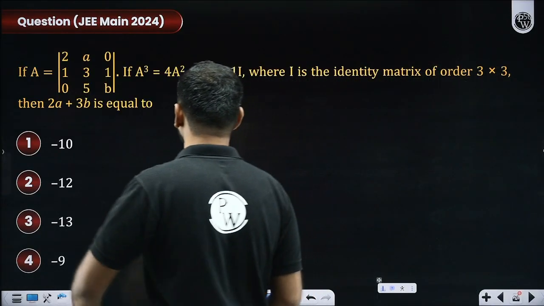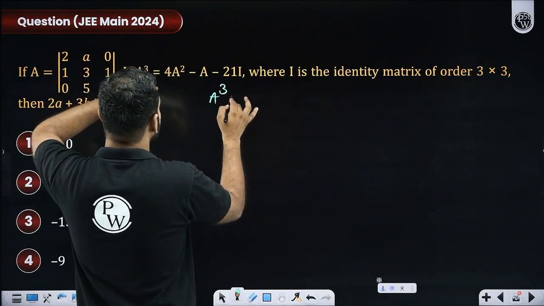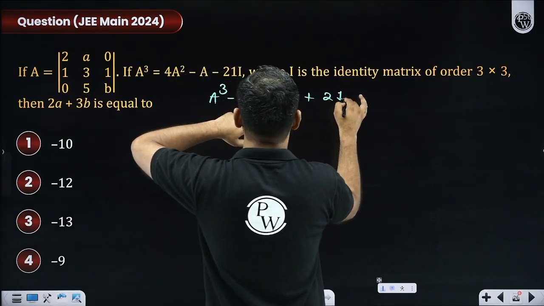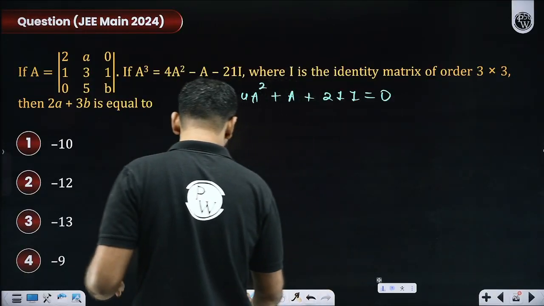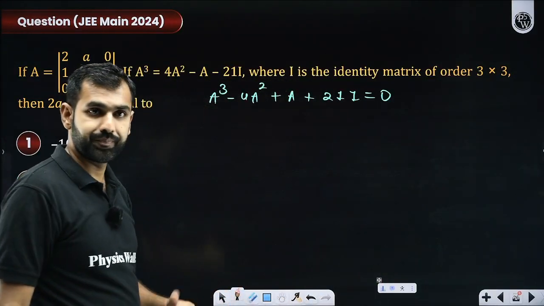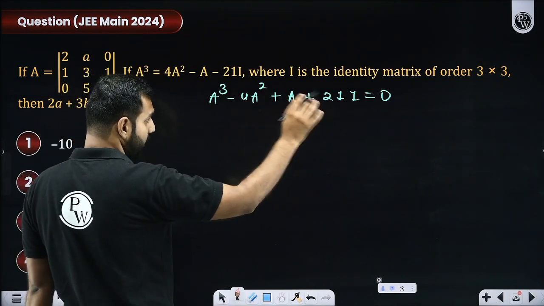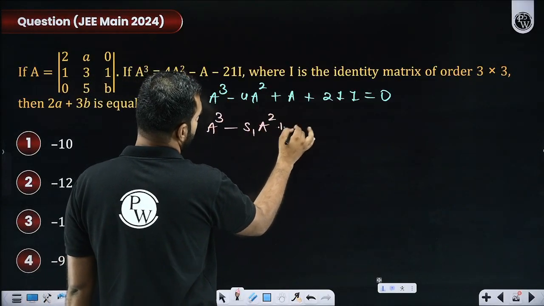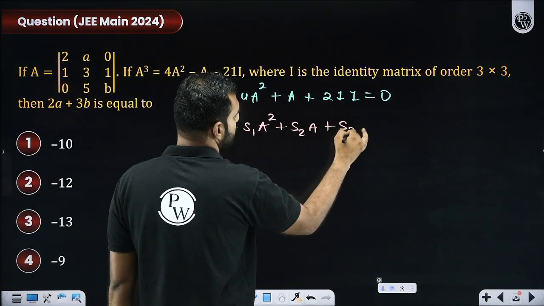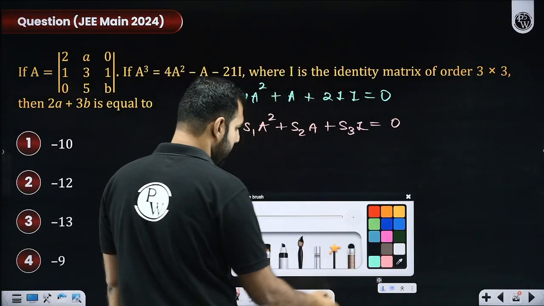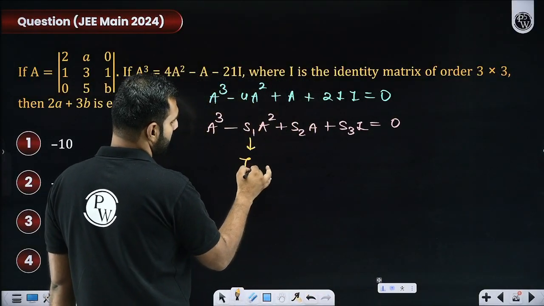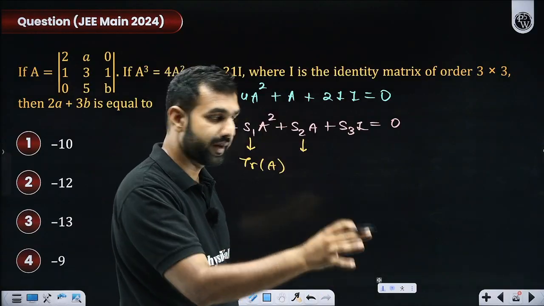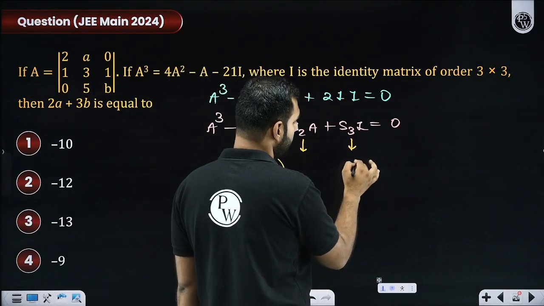Now, when you look at its matrix polynomial, how does it look like? It is A cube minus 4A square plus A plus 21I is equal to null matrix. Yes or no? I hope you remember that for a 3 by 3, we write it as A cube minus S1 A square plus S2 A plus S3 I is equal to null matrix. Where S1 is your trace of A. S2 is your sum of the minors of the principal diagonal elements. And S3 is your determinant of A.